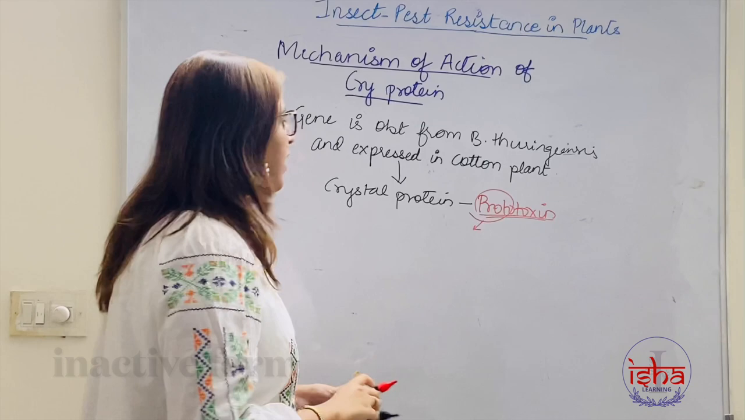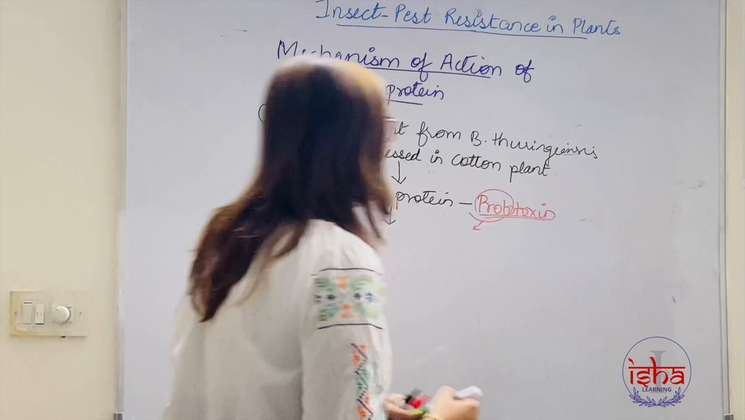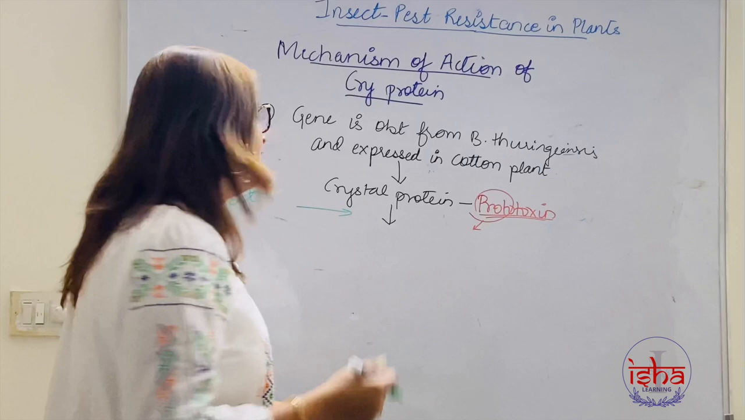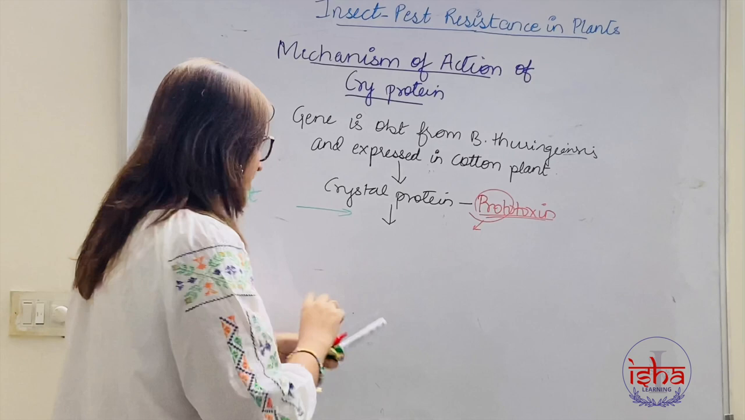How is this toxin activated? Well, my pest is going to come and happily feed on my BT cotton plant. My pest comes, thinks, oh, it's a normal cotton plant, I'll get away with it. No, but we have engineered something. We have our BT cotton plant all set to fight with this pest. What happens? It ingests the crystal protein.